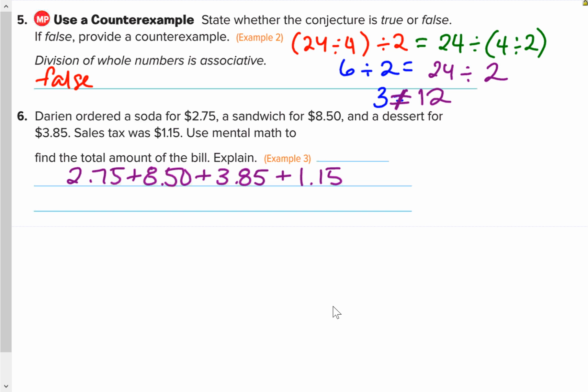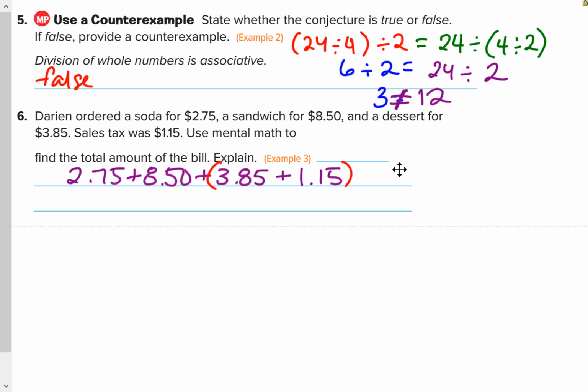Now, what I like to do is use the associative property basically to tell me which ones I should add first or add together. For me, something that sticks out first is this $3.85 and this $1.15, because these will add up nicely to a nice round even number. So I'm going to put parentheses around it first.